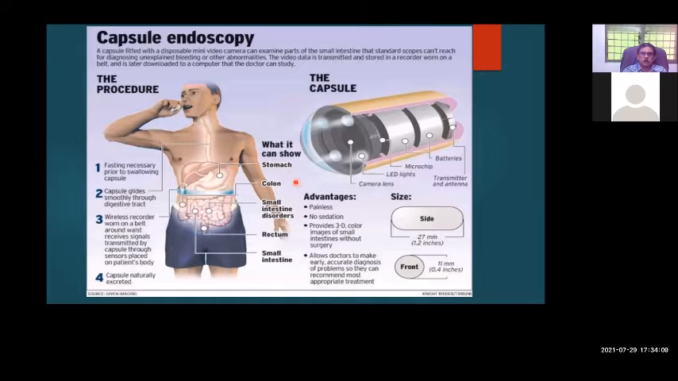This is a very interesting and effective mechanism, but the problem is it is costly, not easily available, and also it takes time to analyze the thousands of images that are recorded in this capsule. Therefore, this is not very ideal for patients with massive bleeding, but it is very useful for patients with slow recurrent bleeding in the lower GI tract.